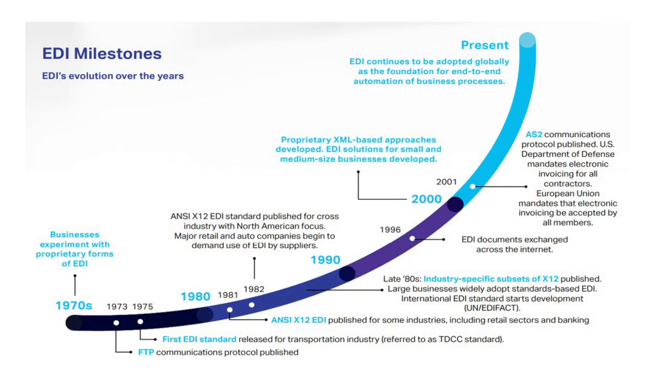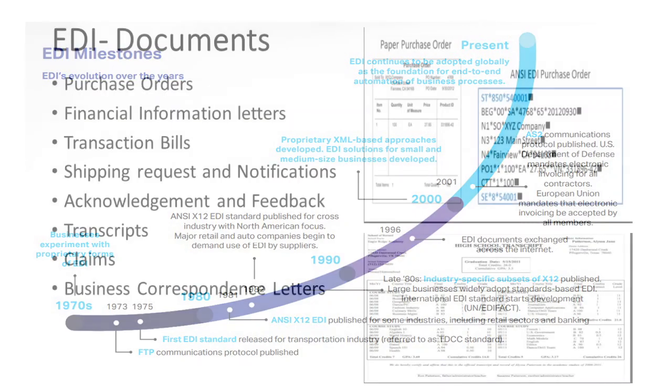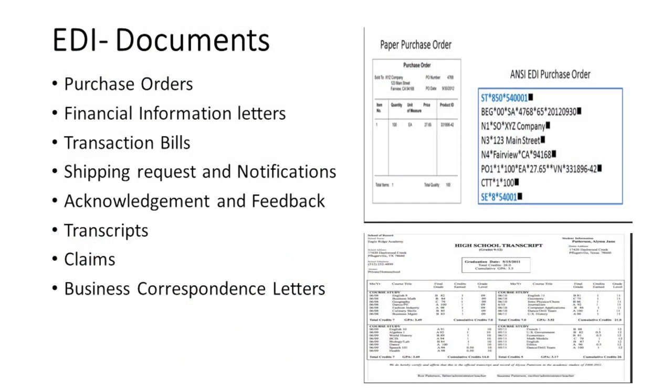Okay, many companies are using this software for data transmission between their companies and other companies. EDI documents usually, these are a few examples only, are purchase orders, financial information letters, transaction bills, shipping request forms and notifications, acknowledgements, feedback, transcripts, your marks memos. Look at how your marks memos are constructed. This is the final photograph. Before that, in the background, the EDI software works like this.